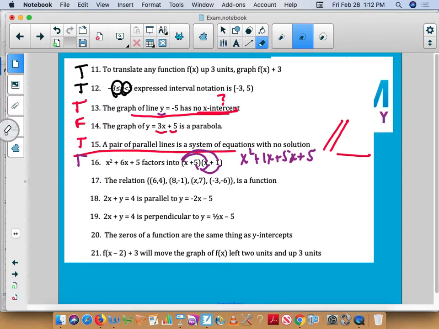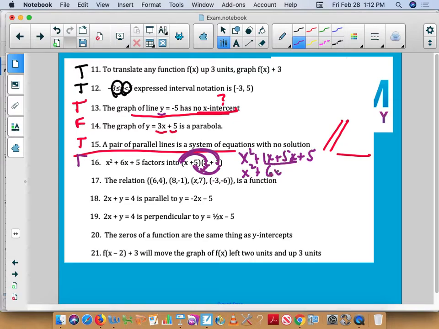Daniela? 16 wouldn't it be false? This is x squared. All right, so x squared plus 1x plus 5x plus 5 gives me x squared. What's 1x and 5x? 6x plus 5. All right, any other questions on 1 through 16?